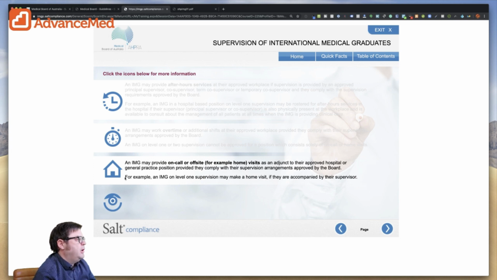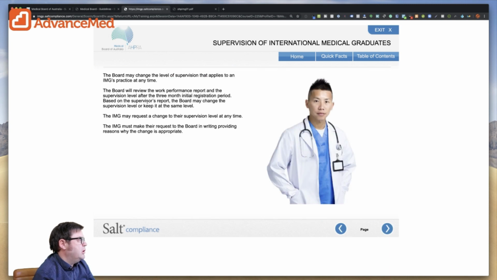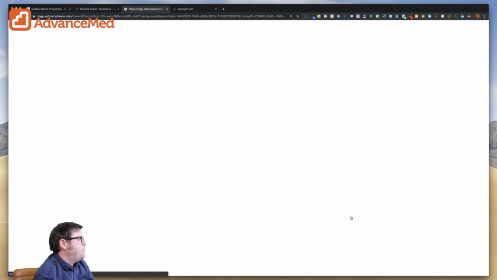For example, an IMG can go on a home visit if they go with their supervisor. And an IMG on level 1 or 2 is not permitted to provide locum services. So as I said, the options for IMGs without general registration or specialist registration to do locuming are pretty limited in Australia. The board may change supervision arrangements at any time.